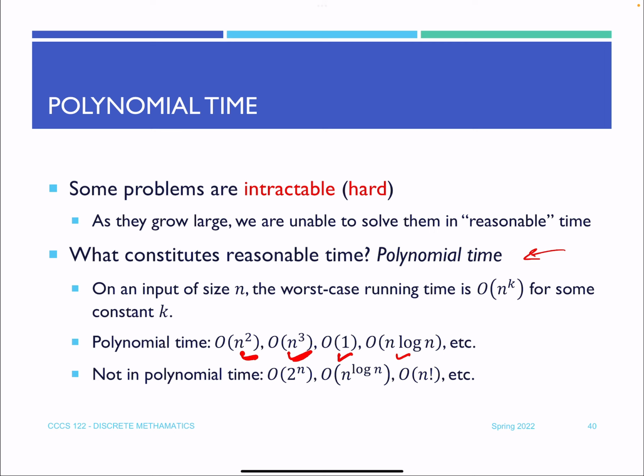Complexity levels that are not considered polynomial time are anything higher than that, meaning 2 to the power n, big O of n to the power log n. I know we haven't seen this one yet. Or worst of all, perhaps, out of what we've seen, big O of n factorial. These are not polynomial time. Problems with solutions of the polynomial order are considered tractable. Others are considered intractable.